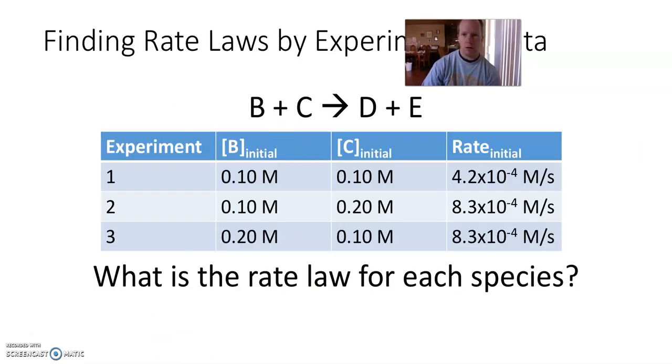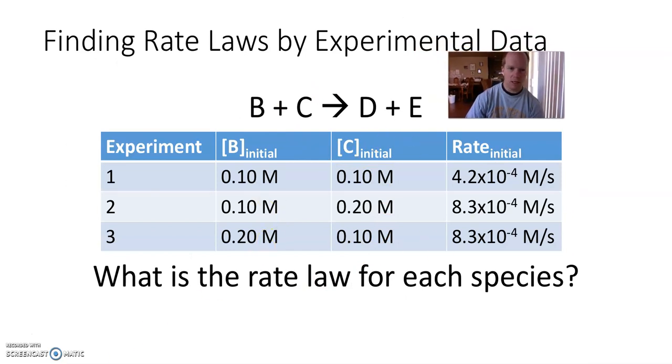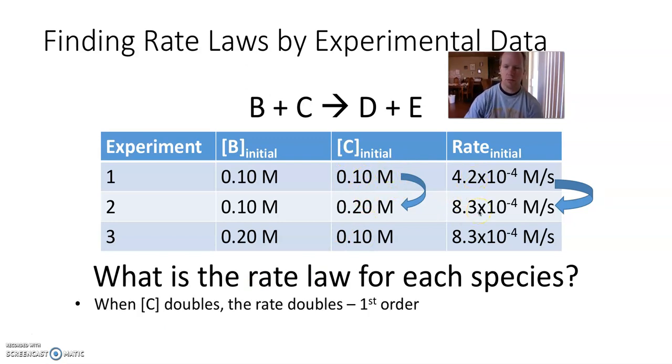Okay, so let's look at our experimental data that we had. What's the rate law? Well, let's check this out, you guys. First one is this. We're going to look at, okay, what's the change in C? Well, when I double C, right here, my reaction rate doubles. That means it's a first order. So my change in C is a first order.